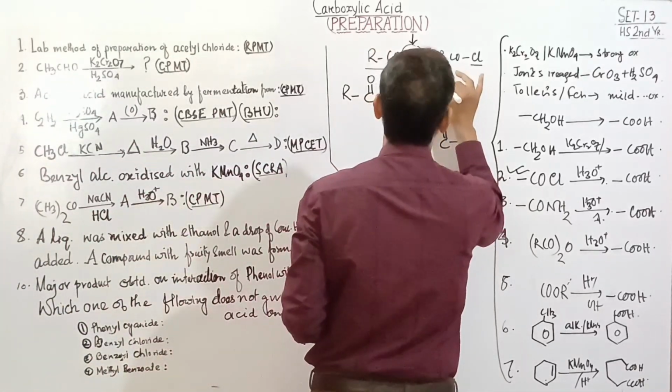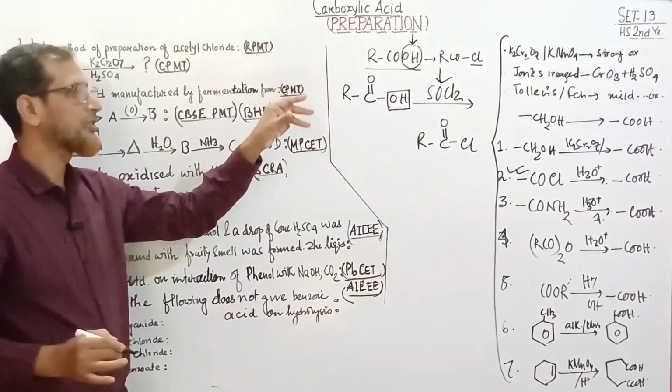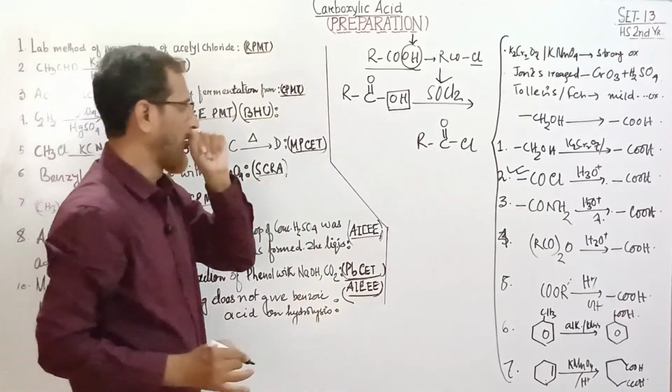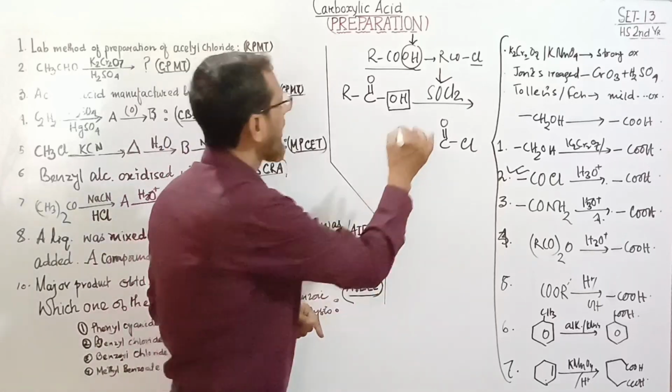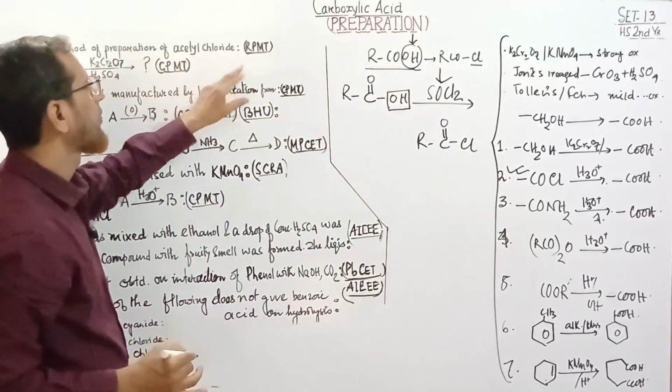So here in the options SOCl2, PCl5, PCl3, lots of things are given. Sorry, we use thionyl chloride to get acyl chloride.